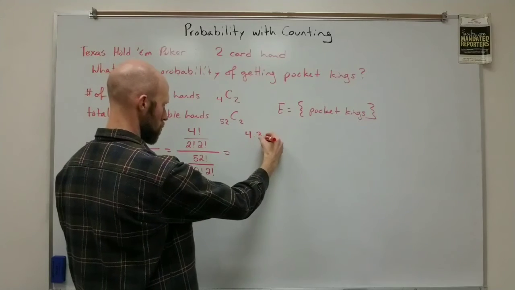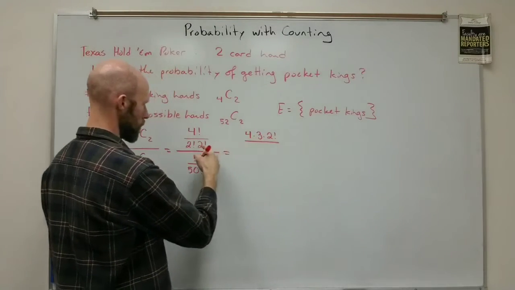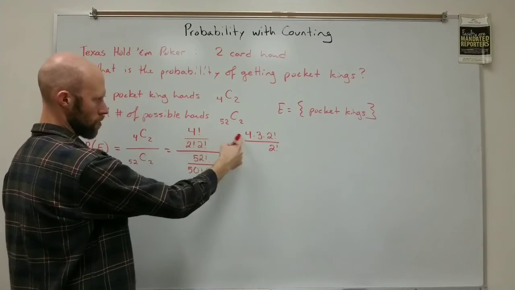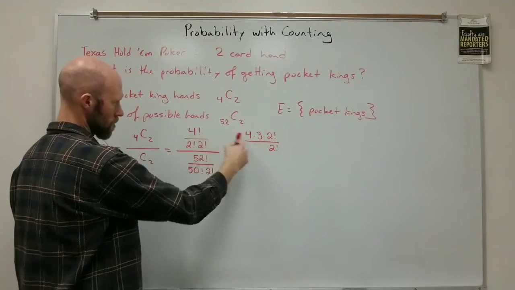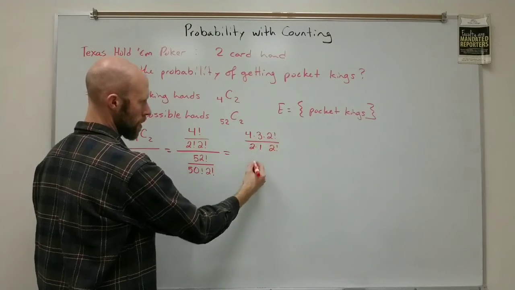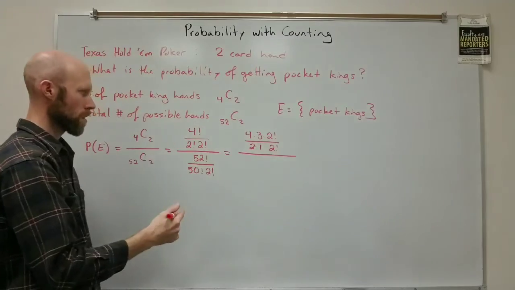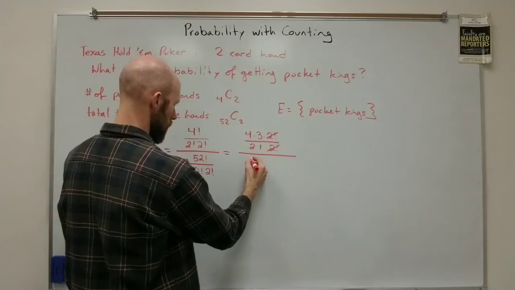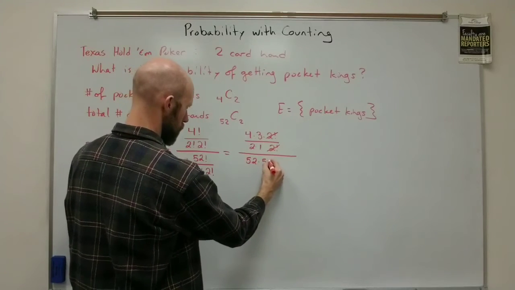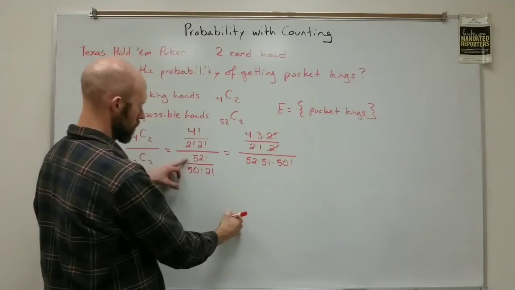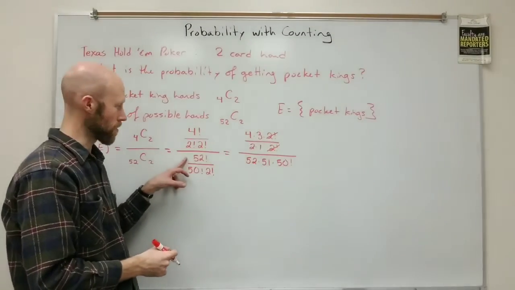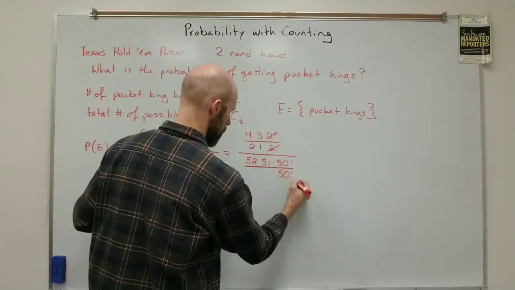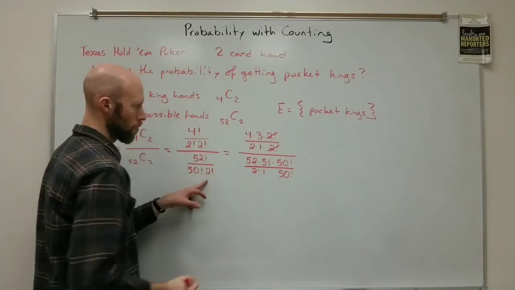So that's 4 times 3 times 2 factorial, and the bottom is a 2 factorial. Right, 4 factorial is 4 times 3 times 2 times 1, that's 2 times 1, and 2 factorial is another 2 times 1, just kind of expanding this out so I can do some canceling. The bottom is 52 factorial, well that's actually 52 times 51 times 50 factorial. You got the rest of them all encompassed in the 50. And then you got another 50 factorial, which is nice. And a 2 factorial, which is just 2 times 1 again.